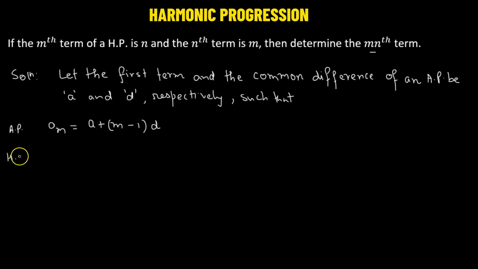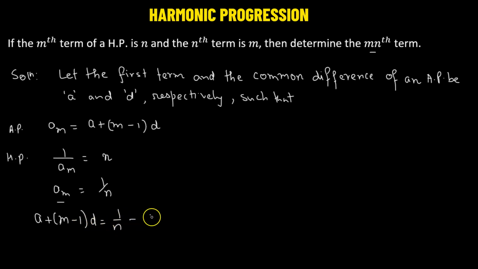Now, if we want to find out the mth term of the HP, what we have to do is take the reciprocal. So this is going to be the mth term of the harmonic progression, and it's given here that this particular value is equal to n. So that means we have am equals 1 over n. So if we replace the value of am with a plus m minus 1 times d, we get the equation a plus m minus 1 times d equals 1 over n. We're going to label this as equation number 1.